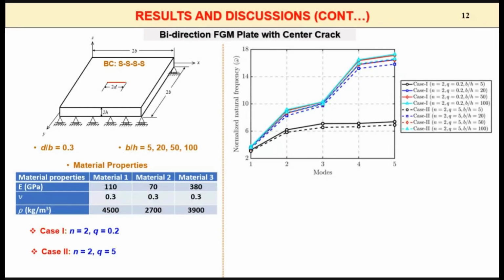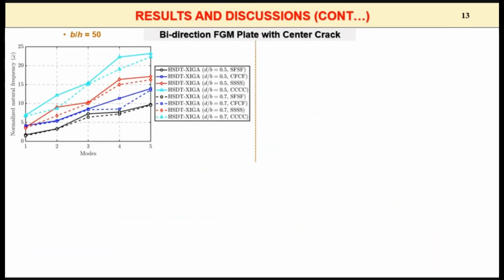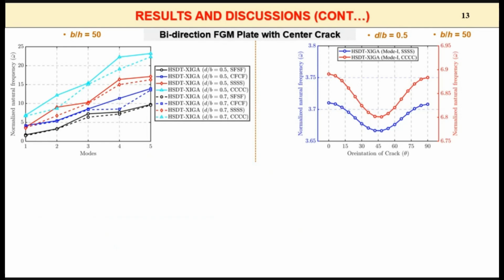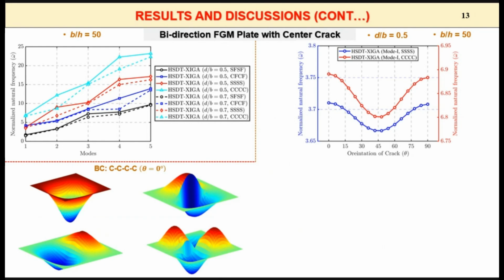Okay. So you see B by H equal to 5, 20. As we increase the B by H ratio, the natural frequency increases. This is the reason: we know the natural frequency is related to the stiffness, so it increases. Now these are the different mode shapes we have. Now I want to see the effect of the crack length. As we increase the crack length, the natural frequencies decrease. And this is the plot for when we orient the crack at different angles.